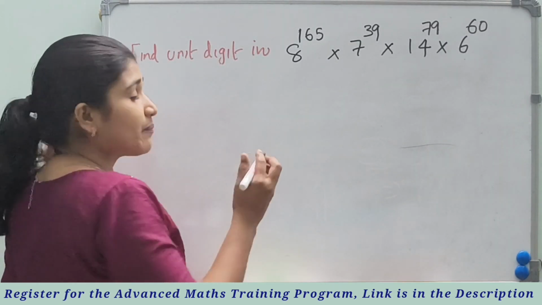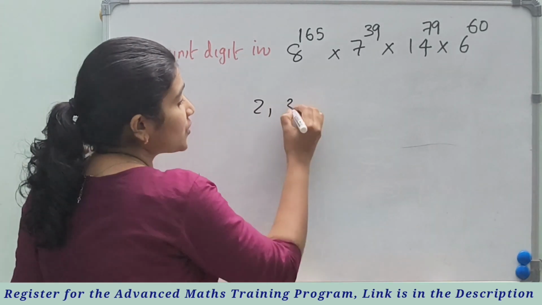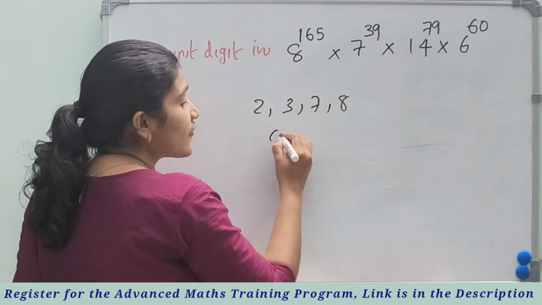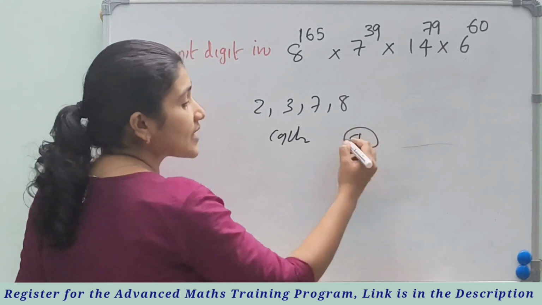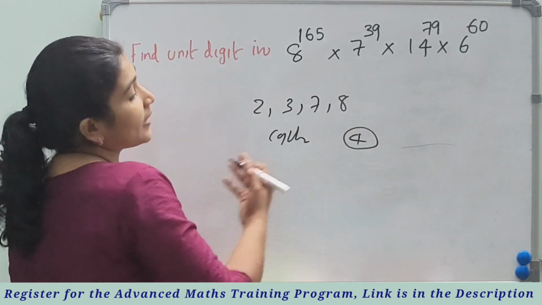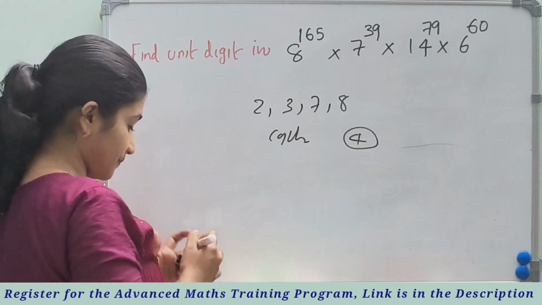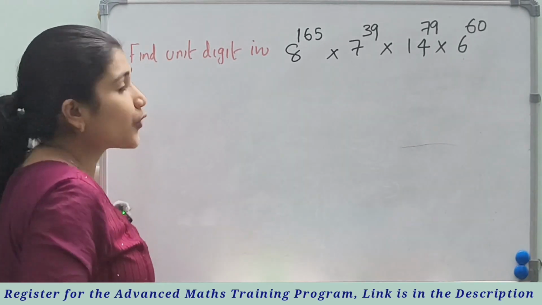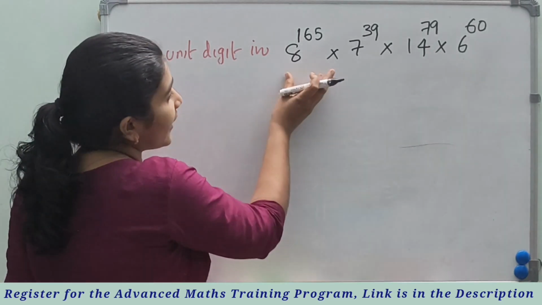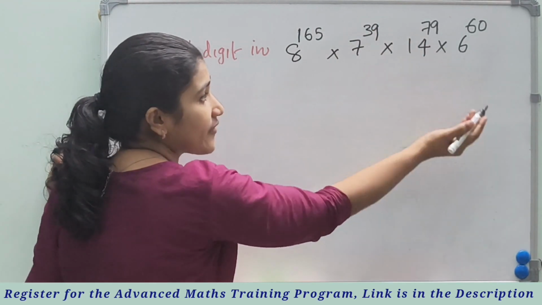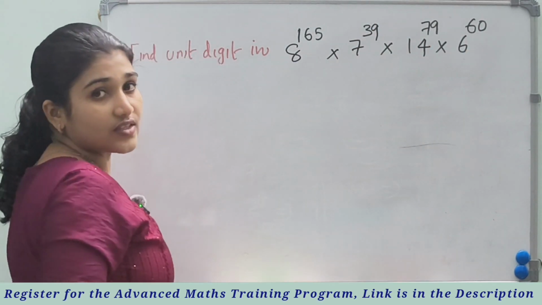Now we have 4 digits remaining: 2, 3, 7 and 8. These 4 numbers have cyclicity of 4. I will explain this cyclicity when I solve these problems. So, if you look at this question, find the unit digit in 8 raised to 165 into 7 raised to 39 into 14 raised to 79 into 6 raised to 60.